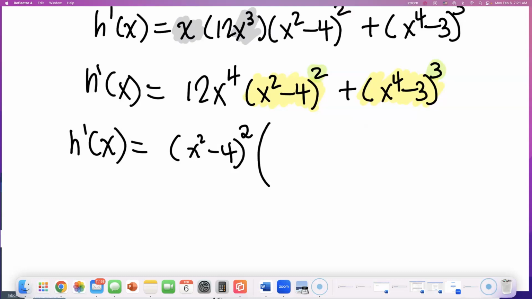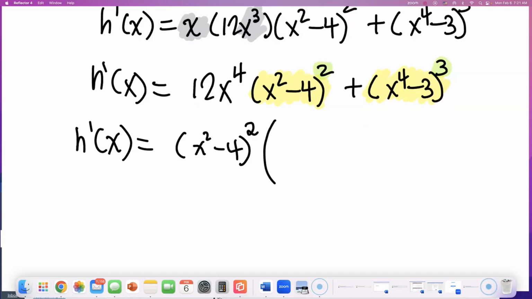So what's left inside? If I factor out x squared minus 4 squared, I'm only left with this 12x to the fourth in the first term, and I'll have plus. I will only have one of this left, right? Because I used to have 3 of that parenthesis. I factored out 2. So I just have 1 left. So I'm going to write that down as x to the fourth minus 3.